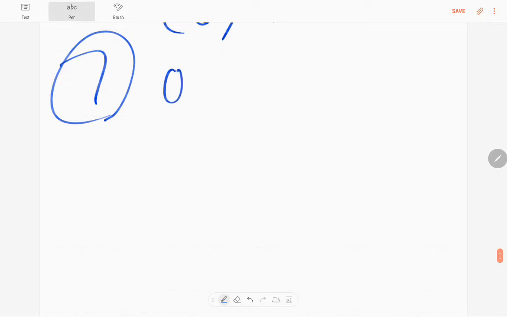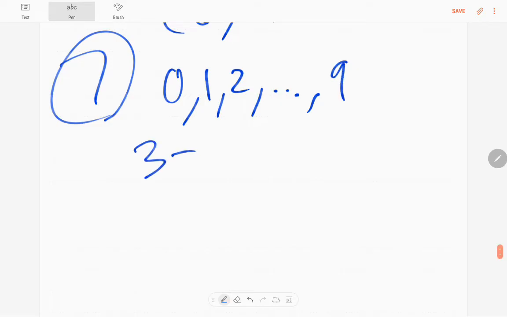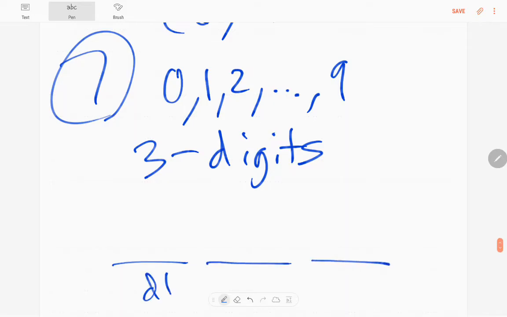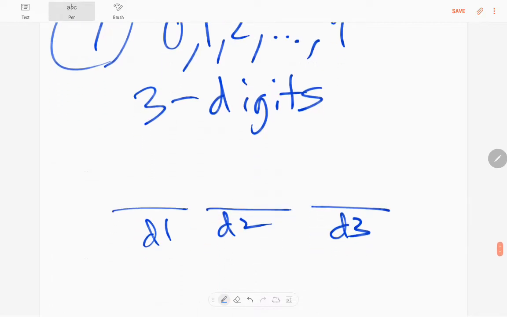Using the digits 0 through 9, determine how many 3-digit lock combinations are possible according to the following criteria. So we've got 3 digits. Probably want to use a slot diagram for this. 1 cannot be used for the first digit. That means we only have 9 choices because we cannot use the number 1. But otherwise, digits may be repeated.